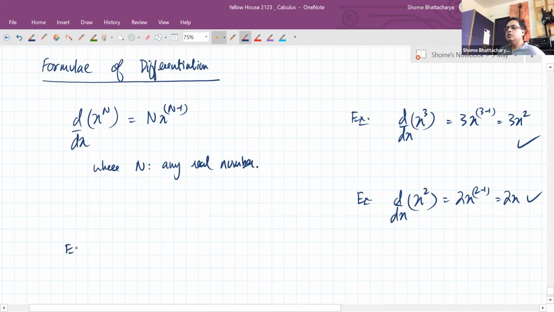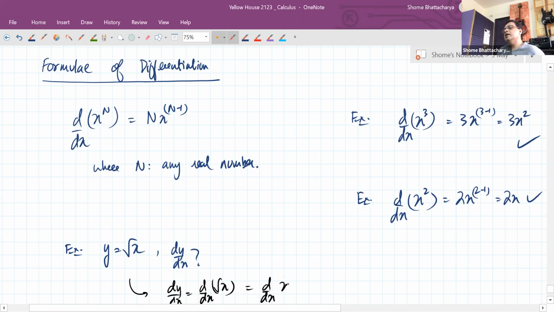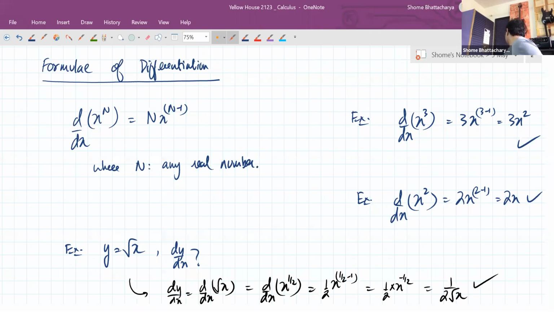Then, for example, if we have y is equal to square root of x and we want to find dy by dx, again what we'll do here is express the differentiation operator applied to root x. Now root x will be expressed as x to the power half. So by applying this principle, this will become 1 by 2 x to the power half minus 1. So that is 1 by 2 into x to the power minus half. I can write that as 1 by 2 root x. So this becomes the answer. This is dy by dx when y is equal to root x.